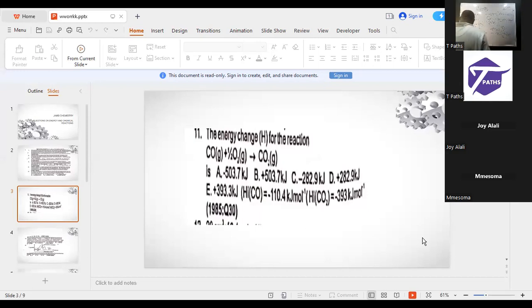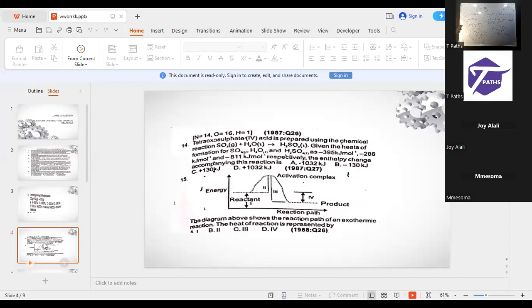The next question says tetraoxosulfate 6 acid is prepared using the chemical reaction SO2 plus H2O, giving us H2SO4. So you are hydrating SO2 with water. Given the heat of formation for SO2, H2O, H2SO4 as this. Another question again. Let's do this so we can understand our concept very well. Let's do it together.